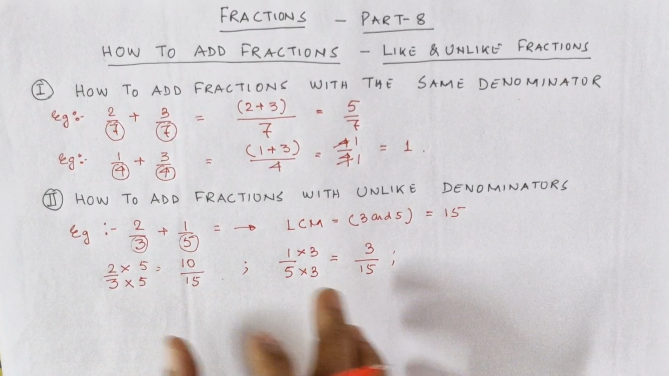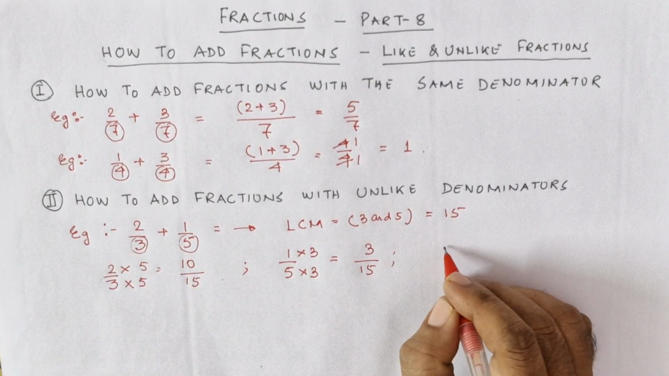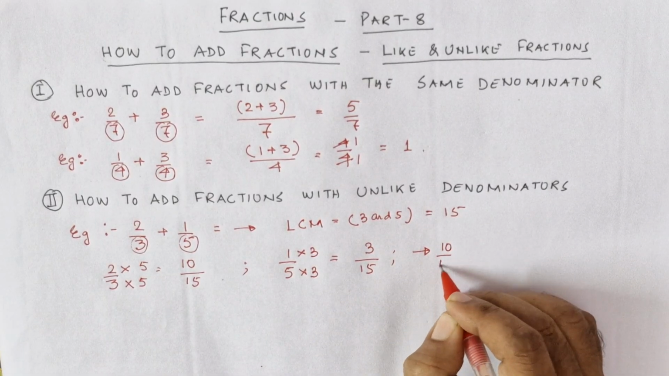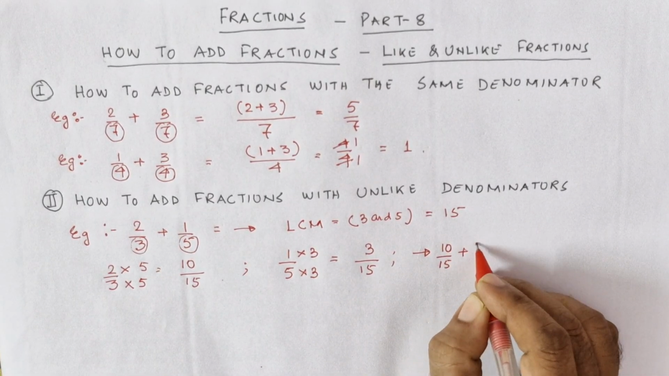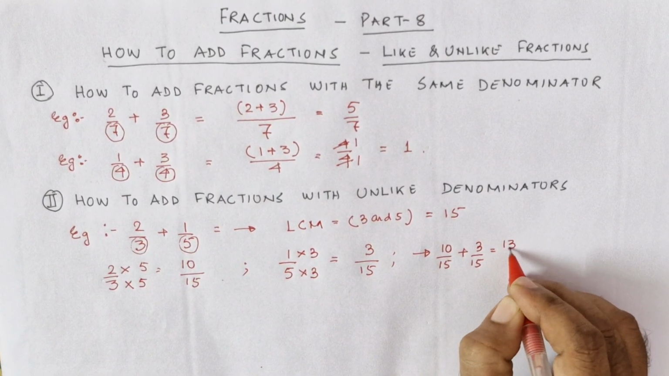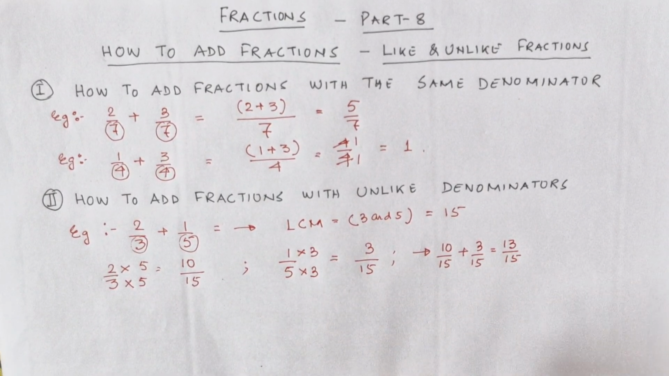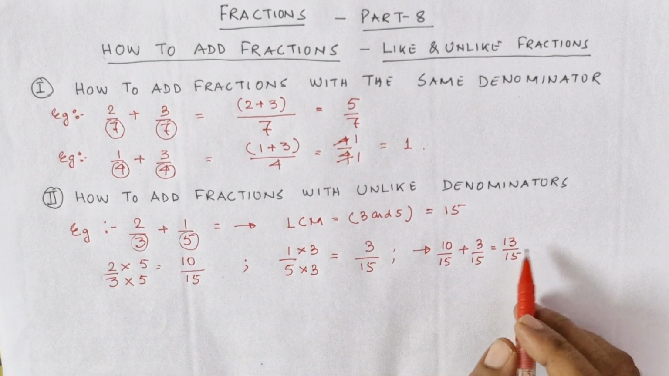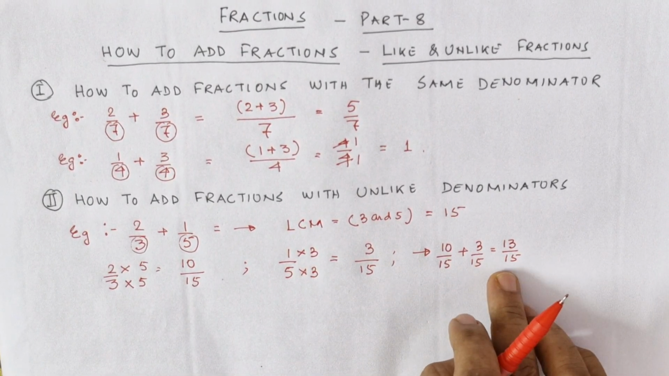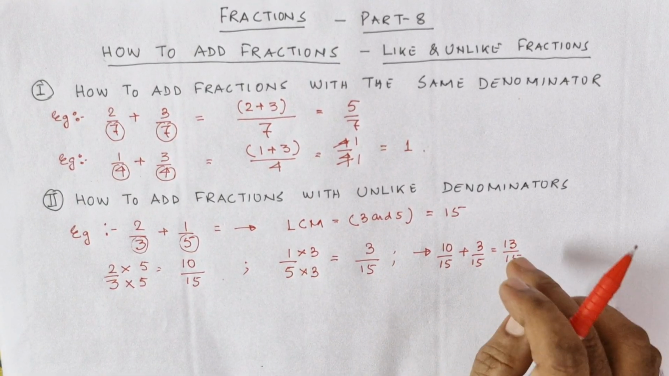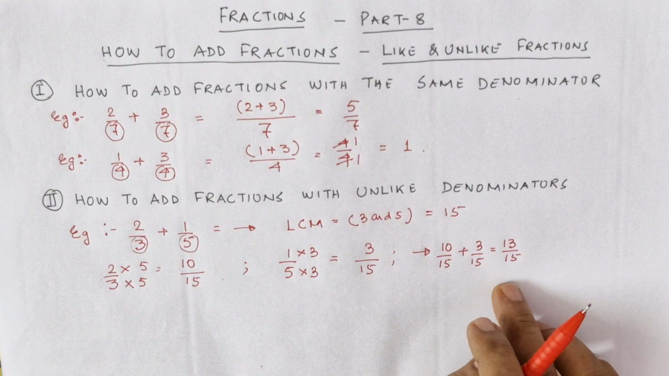Now once you have converted, just add them up. 10 by 15 plus 3 by 15 is equal to 13 by 15. Got it? So this will be the answer. Always check the end result. If it can be simplified, simplify it. So it cannot be simplified, so we'll keep the end result as 13 by 15.